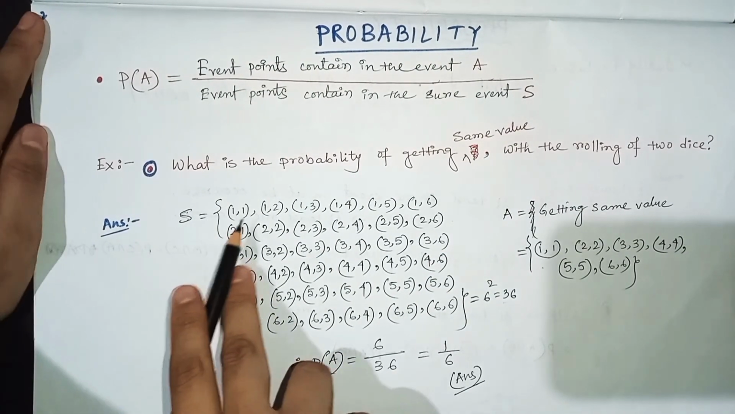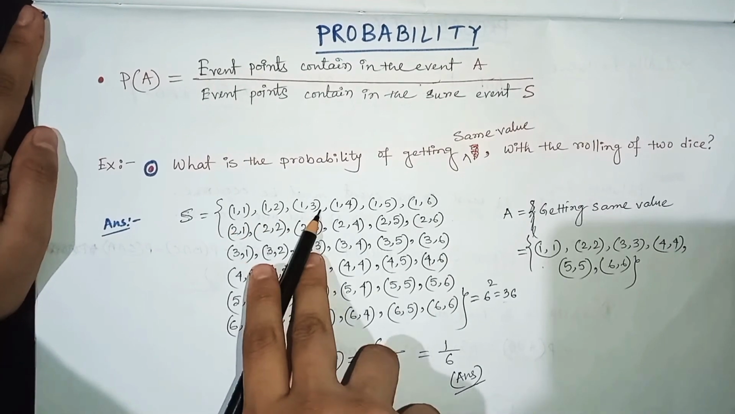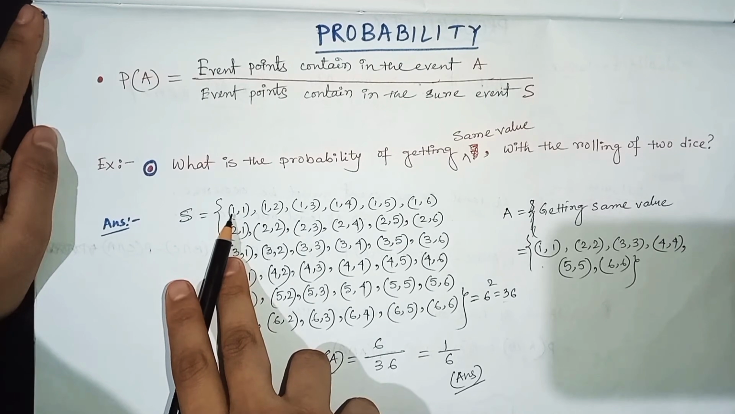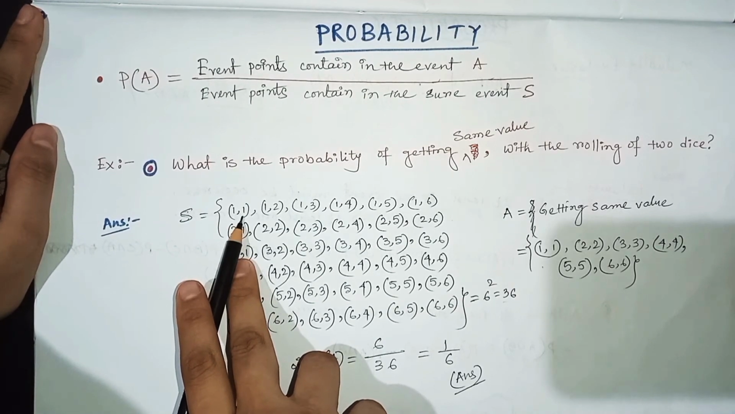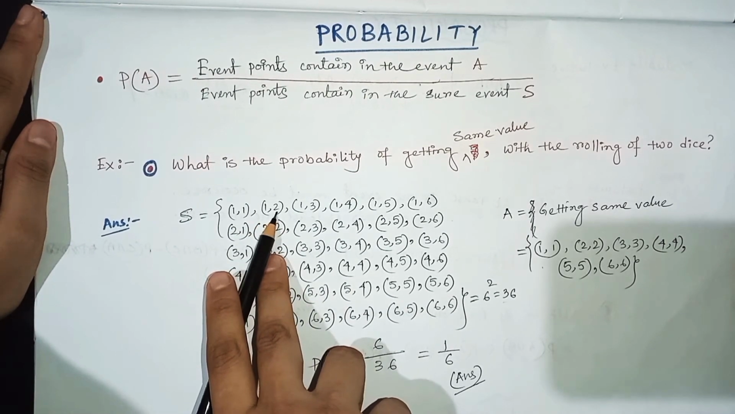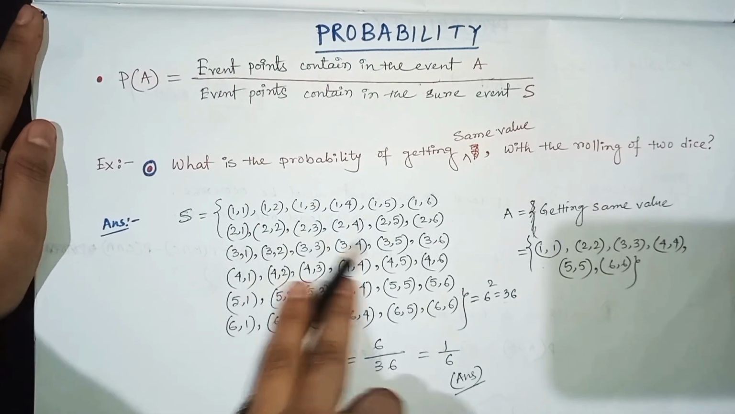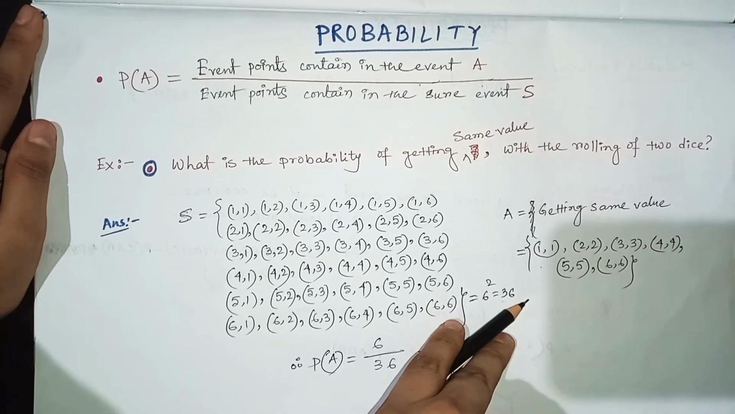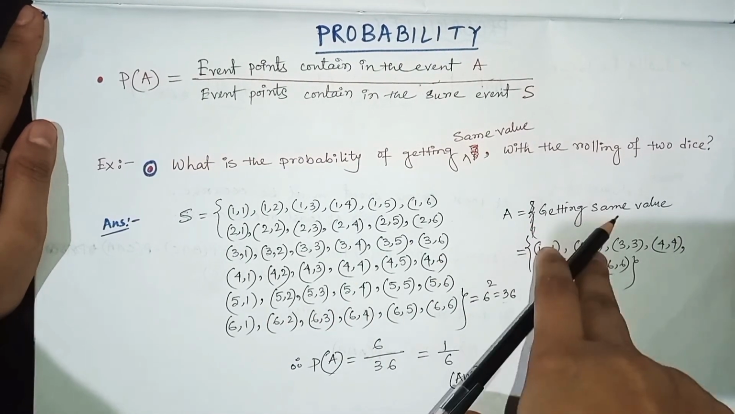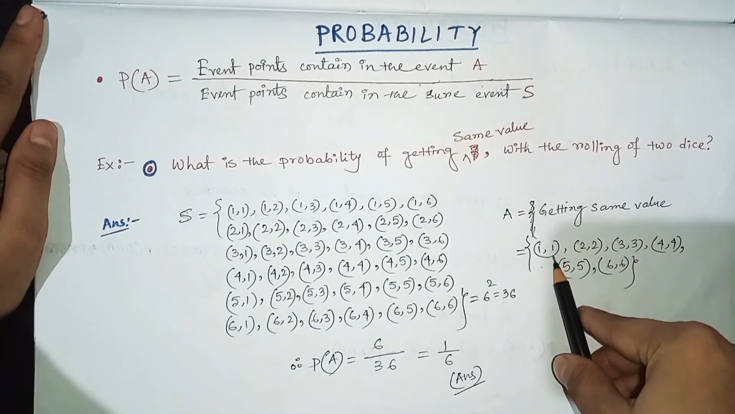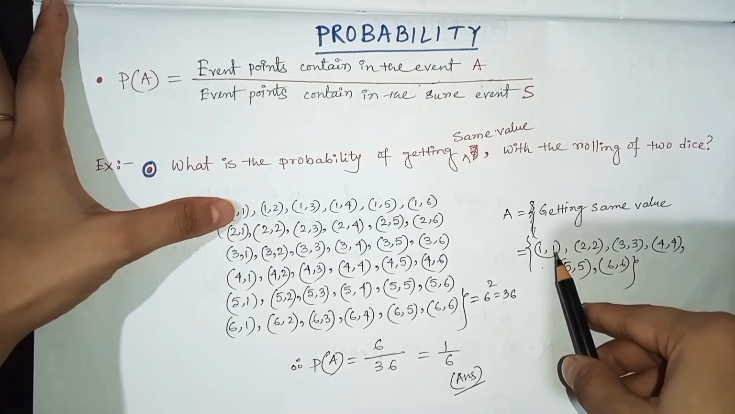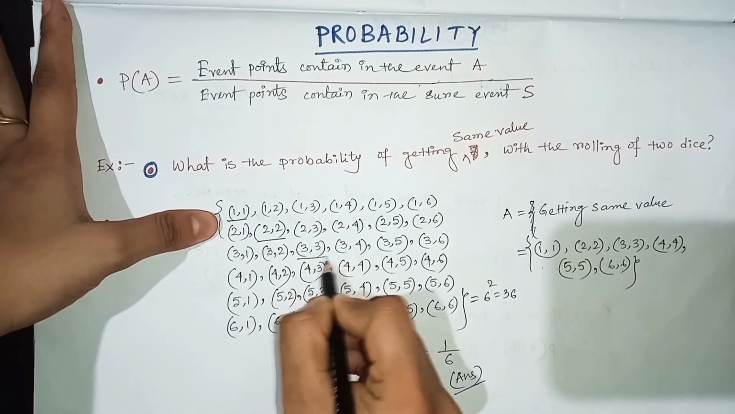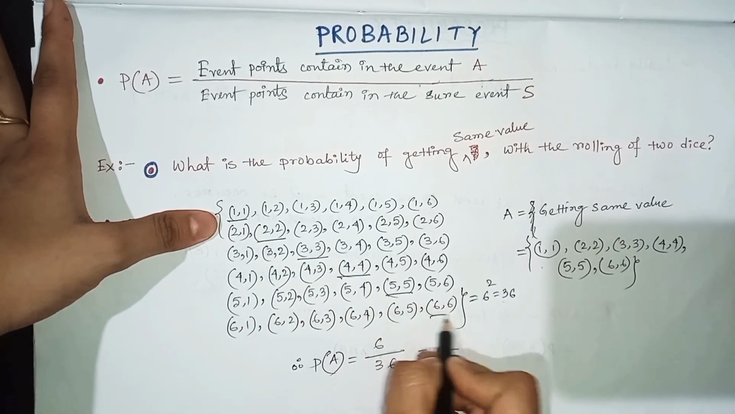So the outcomes are (1,1), (1,2), (1,3), (1,4), (1,5), (1,6), right? First die contains 1, second die contains 1. When the first die contains 1, the second die contains 2. So the possible outcomes are 6 squared, that means 36. And A, getting the same value, is (1,1), (2,2), (3,3), (4,4), (5,5), (6,6).